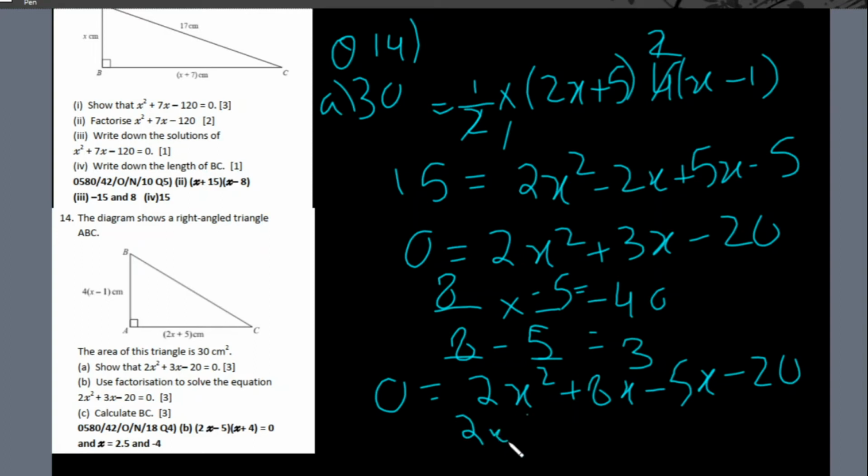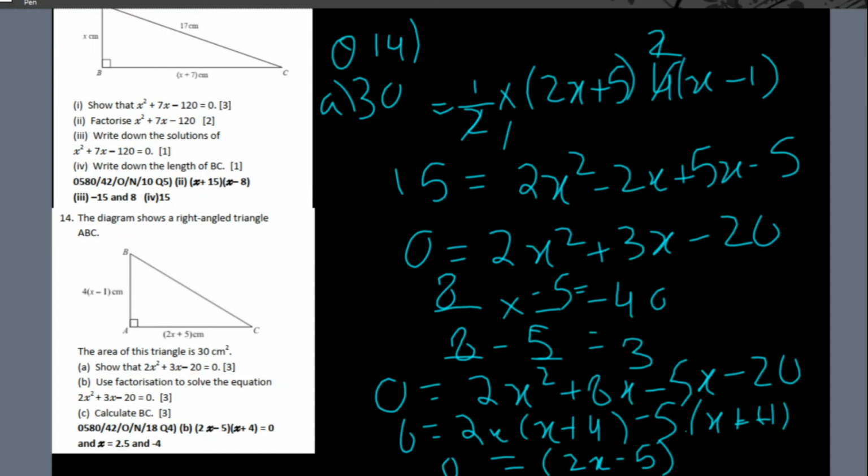2x is common here, we get x plus 4. Then minus 5 is common here, we get x plus 4 equals 0. So we get 0 equals 2x minus 5 times x plus 4. So we have to solve this. I'll do the rest here in red ink. To solve this, I get two answers, x equals 5 over 2 and x equals minus 4.